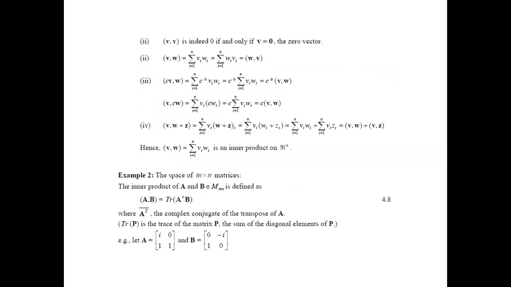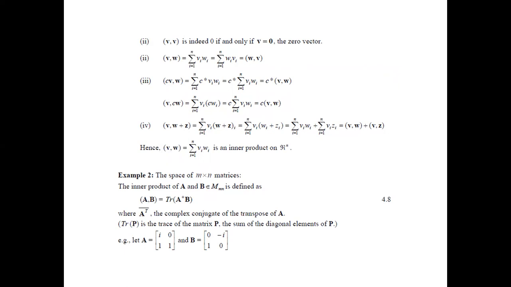2. Symmetry: VW equals summation i equals 1 to n of V_i W_i. Since we are dealing with only scalars, you can also arrange to have W_i first and V_i coming later. Note that V_i and W_i are scalars. They are the components of the vectors V and W respectively. 3. Scaling: CVW is summation i equals 1 to n of C star V_i W_i, which is C star summation i equals 1 to n of V_i W_i, which is C star VW. There's a similar expression for VCW.